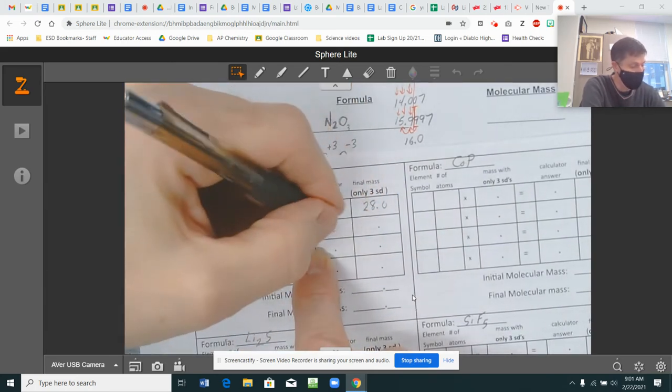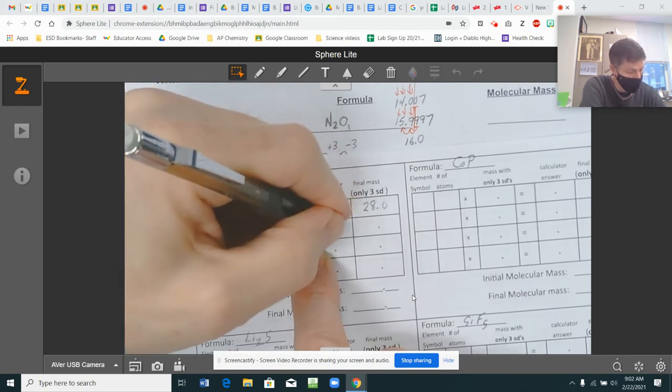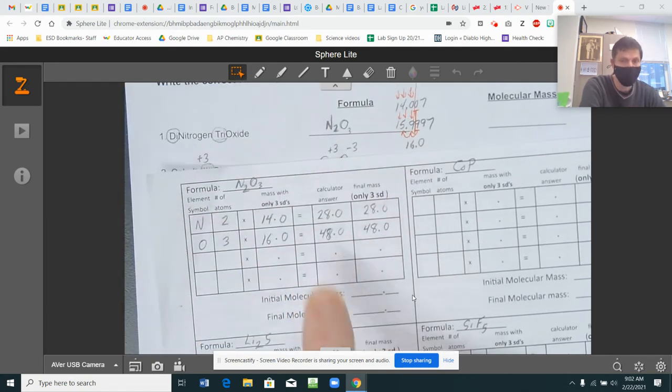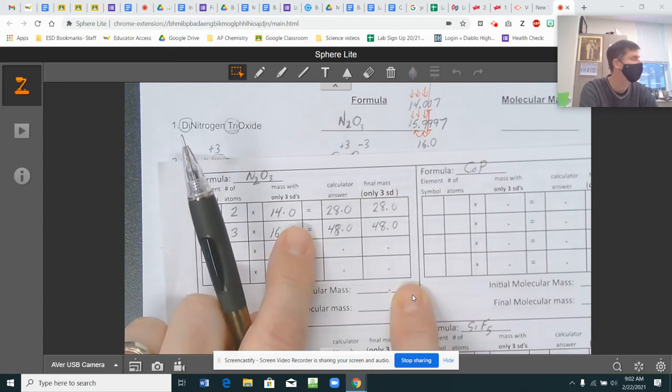3 times 16. I've just done this one enough. Cut it to 3 sigdigs. It's already there. At this point, these are all cut to 3 sigdigs.